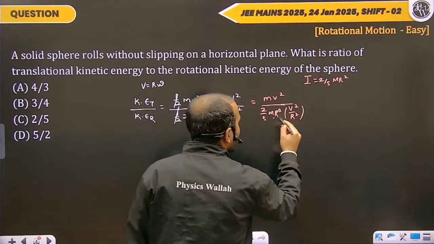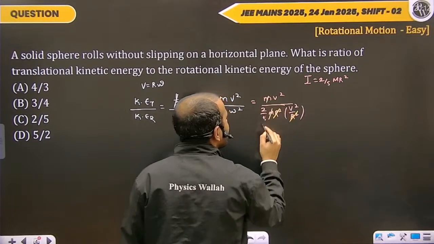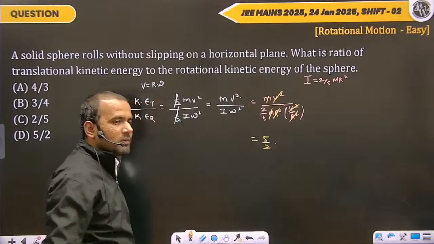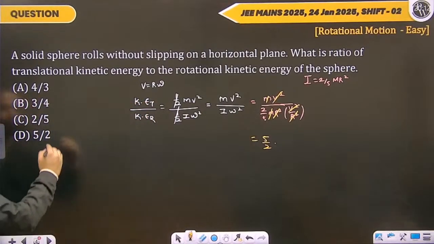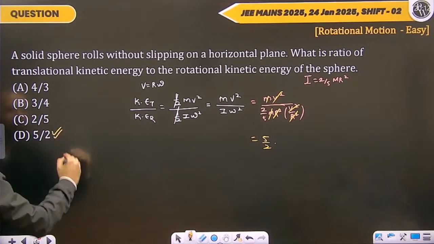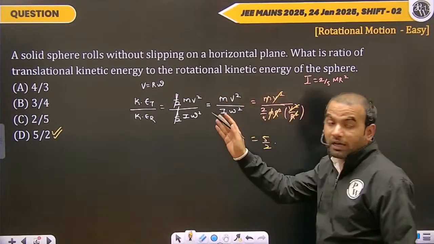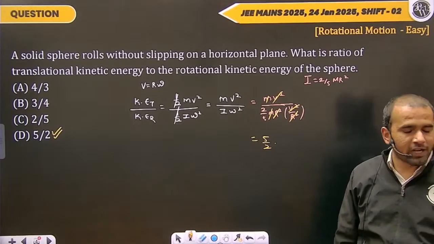Here R square will cancel out. M will cancel out. V square will cancel out. This is 5 by 2. Now the ratio is basically 5 by 2, right? So this is option D. The ratio of kinetic energy of translation to the kinetic energy of rotation will be 5 by 2.